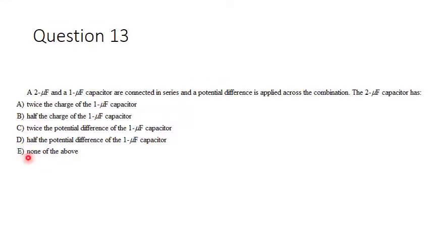Another question: a 2 microfarad and a 1 microfarad capacitor are connected in series, and a potential difference is applied across the combination. The 2 microfarad capacitor has twice the charge, half the charge, twice the potential, half the potential of the 1 microfarad capacitor, or none of the above. Let us see.